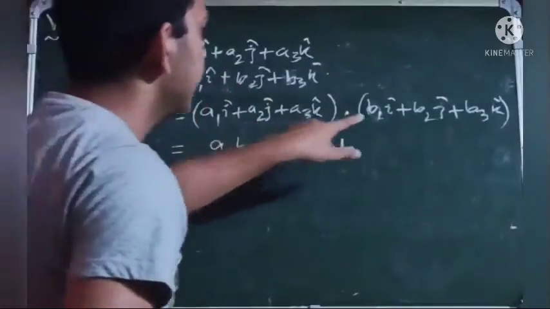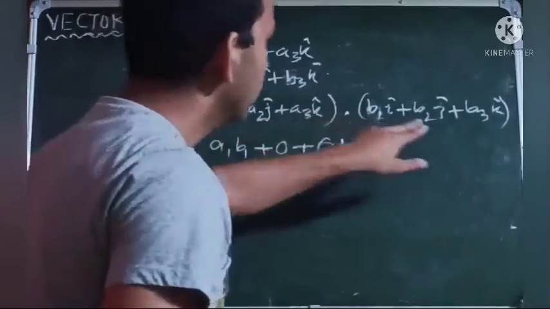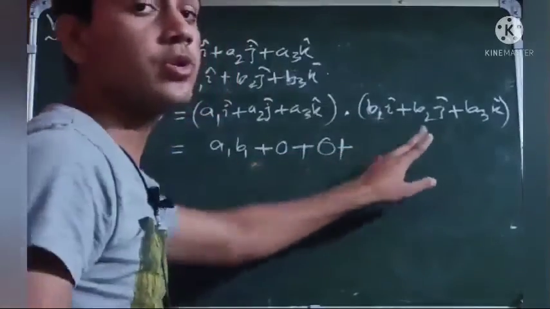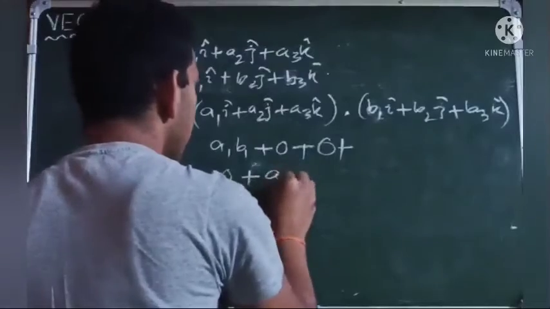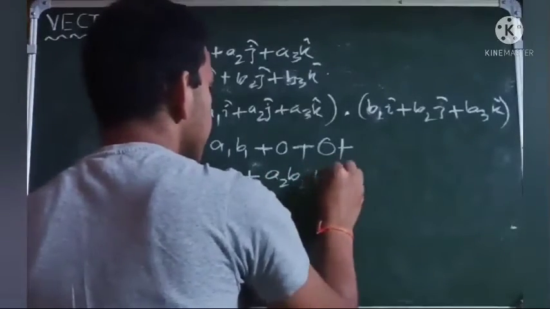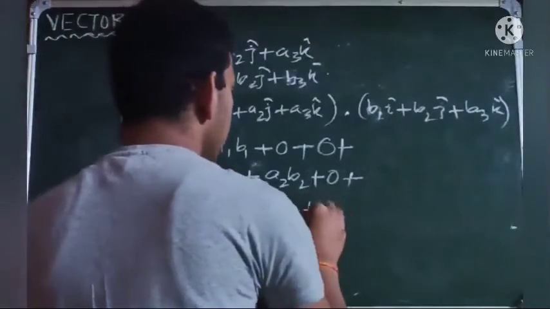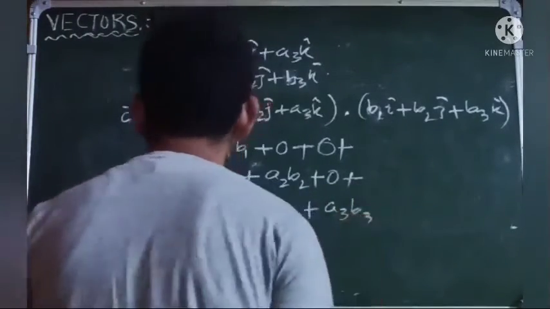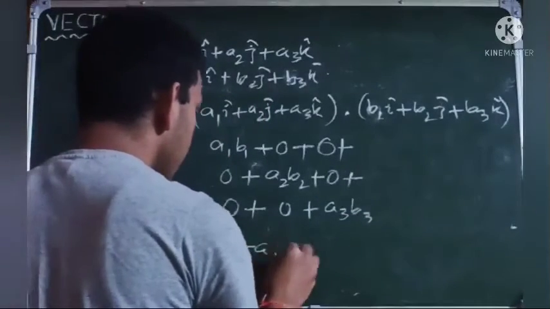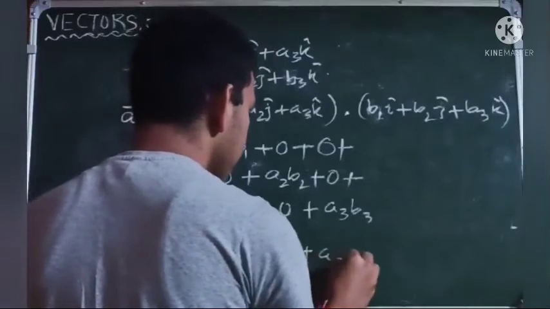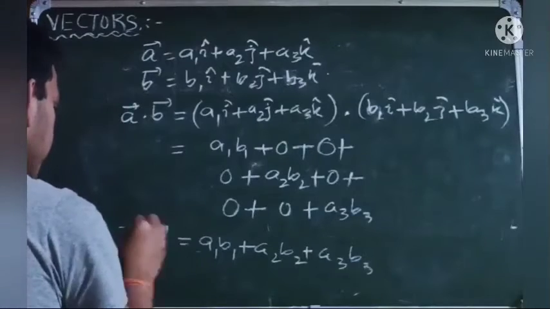Similarly, we will get a2 b1 j cap dot i cap, which is going to be 0, a2 b2 j cap dot j cap, which is going to be 1. So 0 plus a2 b2 plus 0 plus. Similarly, you can proceed further, a3 b3. So we have got a1 b1 plus a2 b2 plus a3 b3, a dot b.